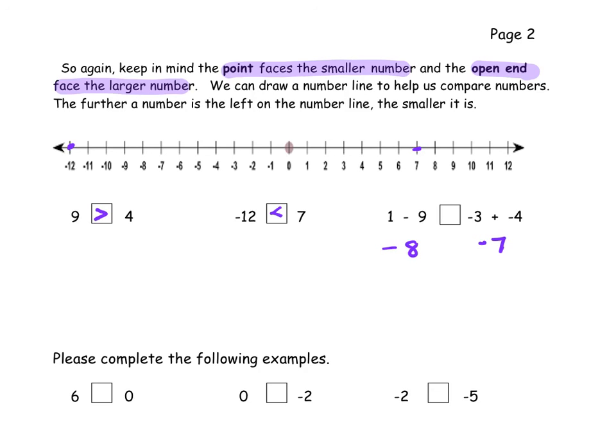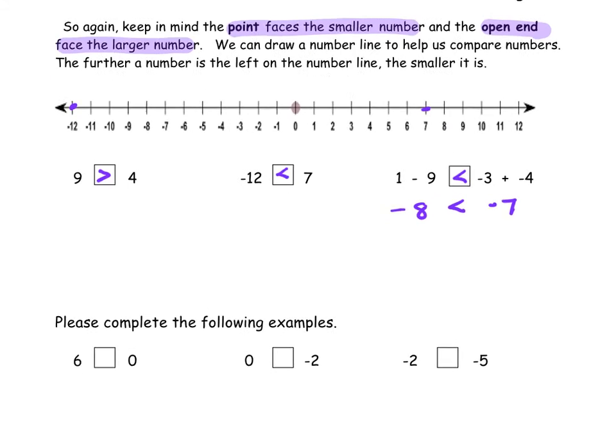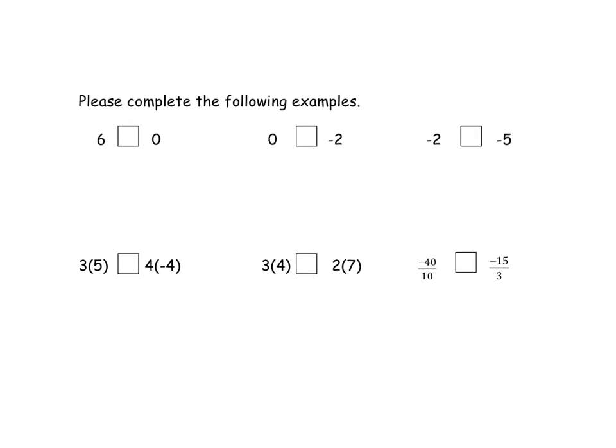So now that I know what each side value is, I can see that negative 8 would be further to the left of my number line than negative 7. So my smaller number is the negative 8, and my larger number is the negative 7. So the point, the smaller end, faces negative 8, and the larger end, the open end, faces negative 7. So this is the symbol that I should use here. Would you please try the following examples on your own, and then you can check back for the key.